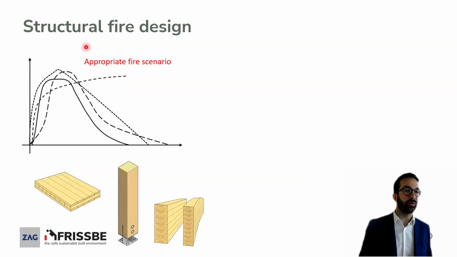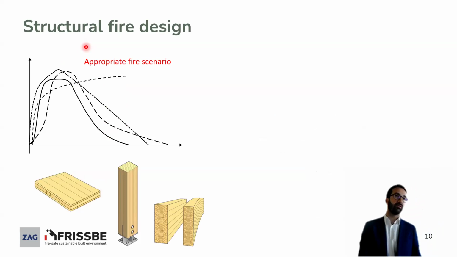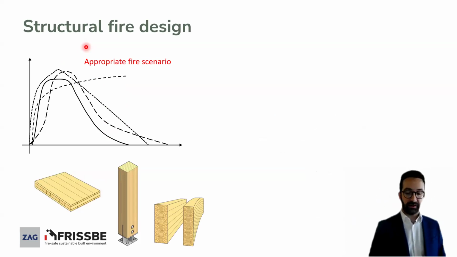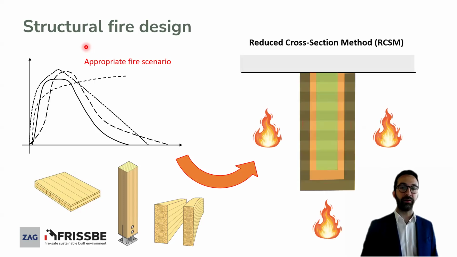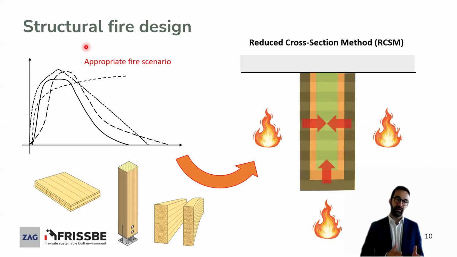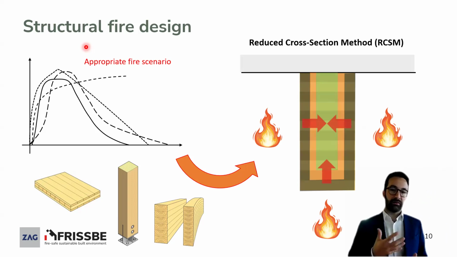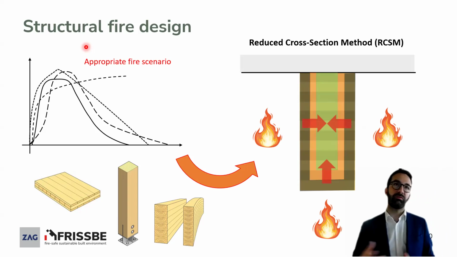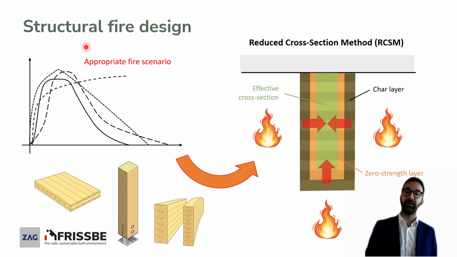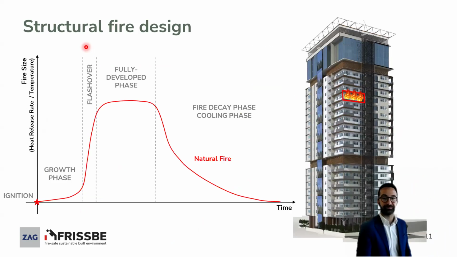But in general, what we do is that once we define an appropriate fire scenario, and we can discuss in a second what an appropriate fire scenario is, then we can take an element and start looking at how the different isotherms, the thermal decomposition processes, would penetrate within the load-bearing structure. And then we define, again, the char layer, the zero-strength layer, and the effective cross-section.